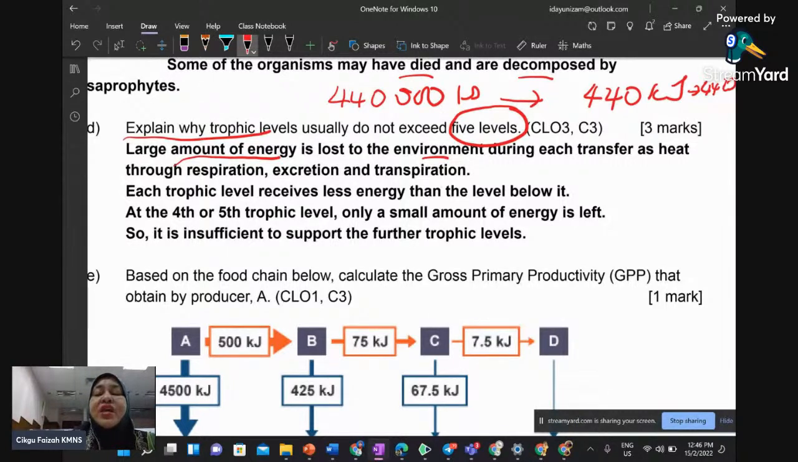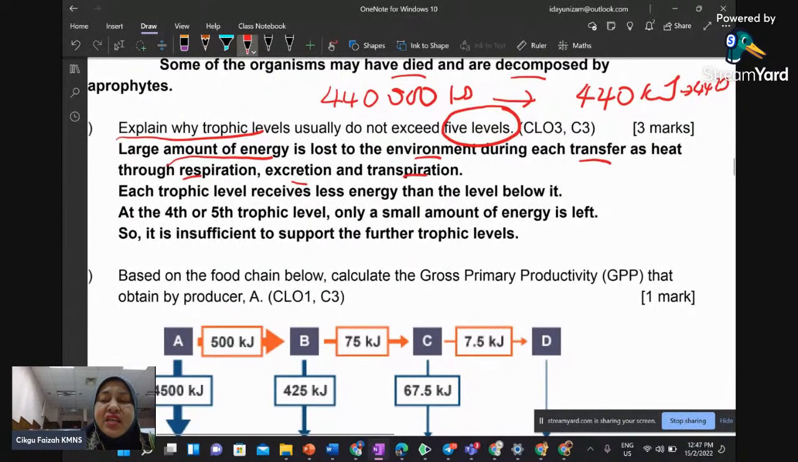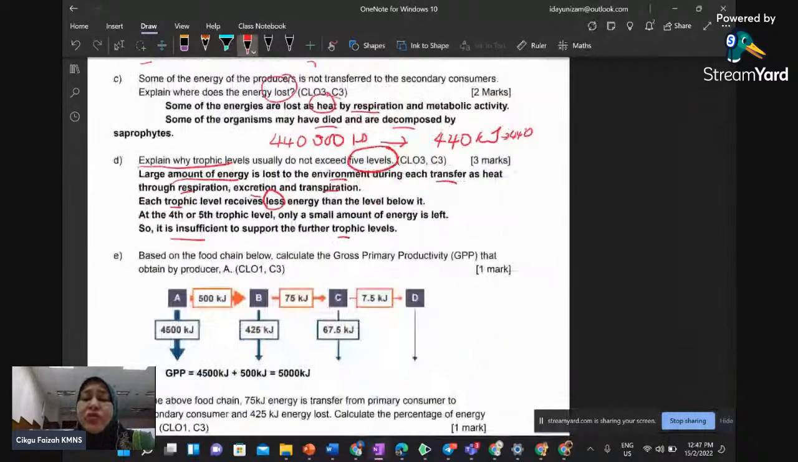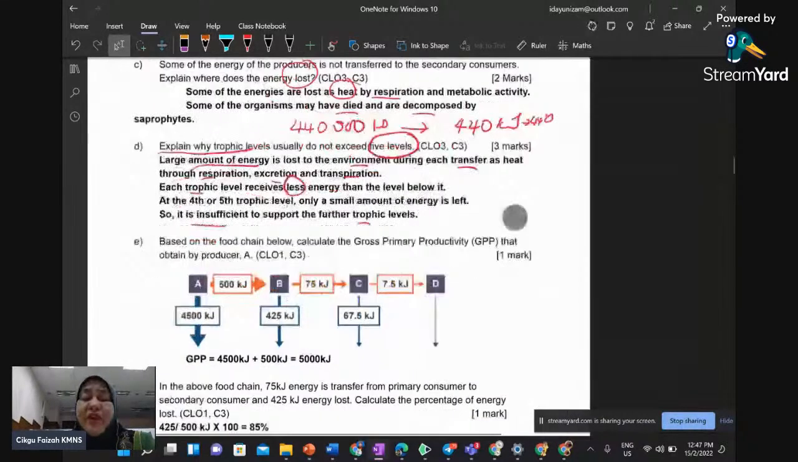When energy transfers from one trophic level to another, it is lost through respiration, excretion or transpiration. I tried just now, if it goes up to trophic level 6, you will see trophic level number 6 receives less energy, just a little. That small amount of energy is not enough to sustain or support life at that particular trophic level. So that's why, by hook or by crook, the maximum trophic level is 5.